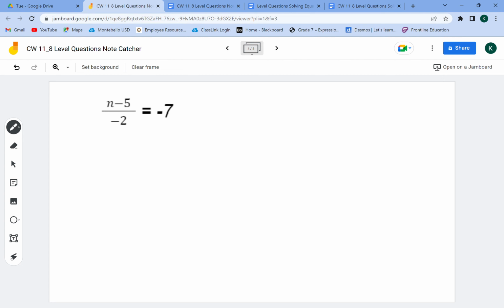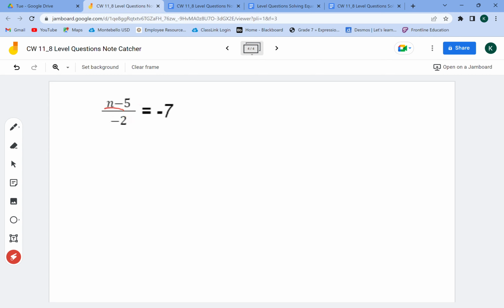Alright, so for this equation here, I know it looks kind of weird. It's actually pretty simple. Your eye should always go to the variable right here. So here's your variable n, okay? So notice that this n, the first thing being done is that it's subtracting by 5. And then it's being divided by -2.